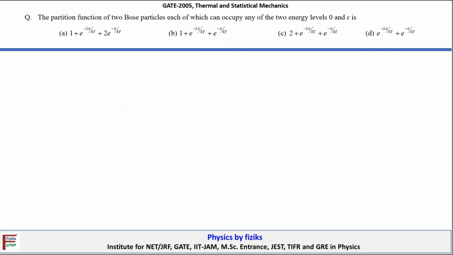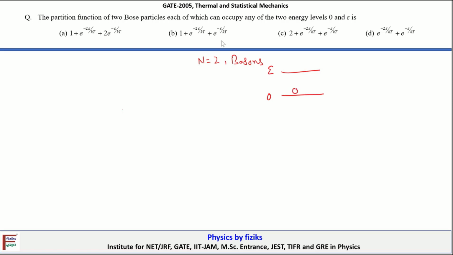So let's continue with the next problem. The statement is: the partition function of two Bose particles, each of which can occupy any of the two energy levels 0 and E. So we have n equal to two particles which are bosons, and we have to accommodate them in two energy levels with energy 0 and E.